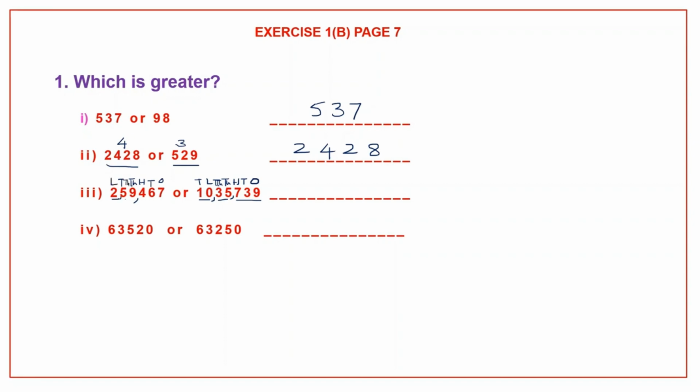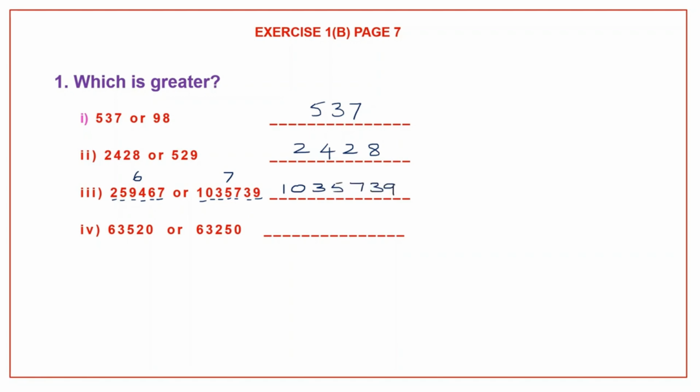So we have 2,59,467. So here in the lakhs place we have 10 lakh. And here in the lakhs place we have 2 lakh. So that is one way of finding out 10 lakh is greater than 2 lakh. So we can write that as the answer. Another way of finding out is to count the number of digits. So let's count 1, 2, 3, 4, 5, 6. So this number has 6 digits. 1, 2, 3, 4, 5, 6, 7. This has 7 digits. So the 7-digit number is the greater one. So that is 10,35,739 is the greater one.